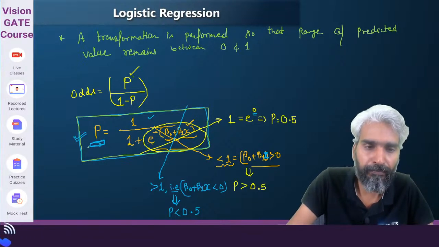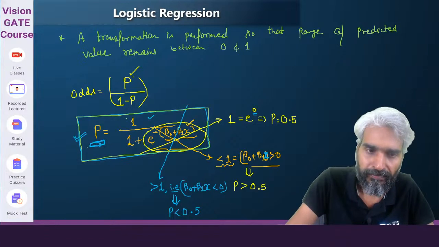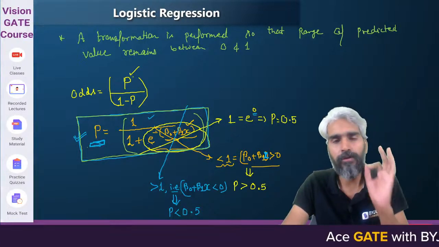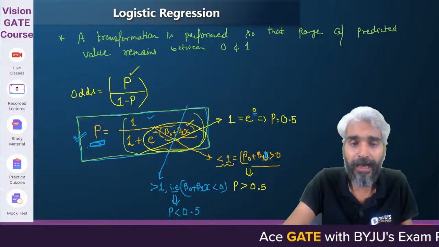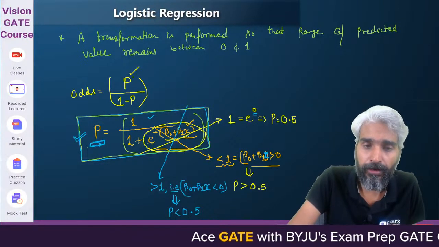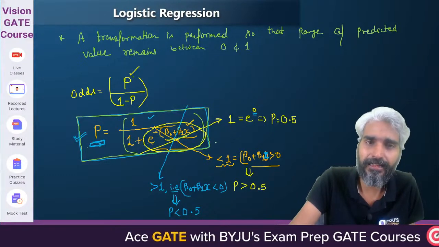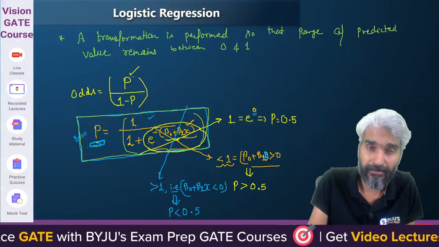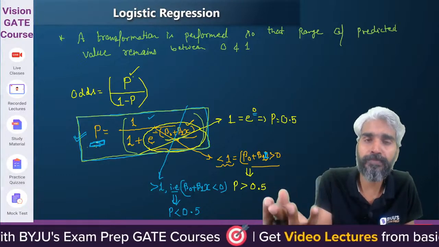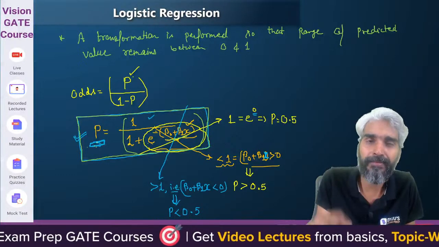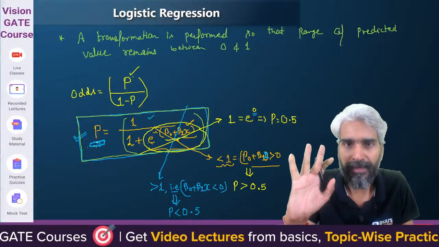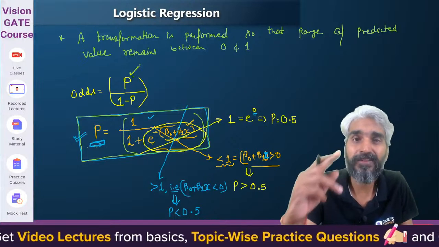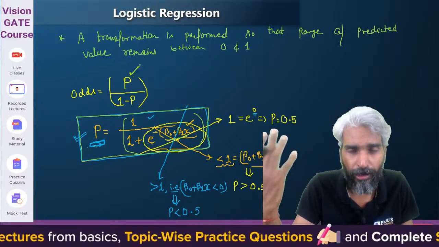So the value of P will always be between 0 and 1. Now, whenever the value of beta 0 plus beta 1 x is greater than or equal to 0, the probability will become greater than or equal to 0.5. So in those cases, 1 minus P will become less than 0.5. Therefore, the odds that the student will pass will be on the higher side.